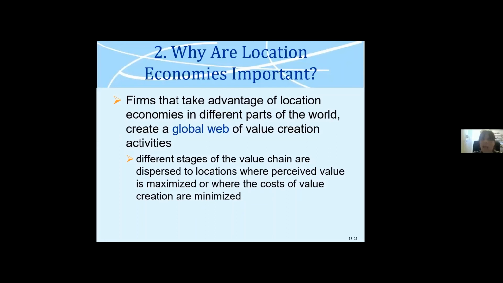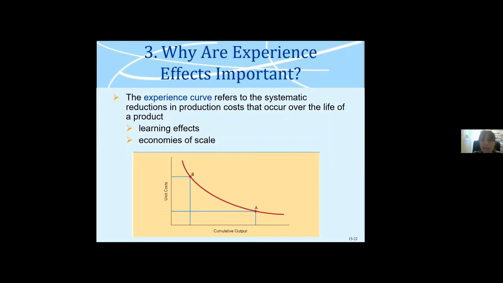Another question to discuss is why experience effects are so important. The experience curve represented by the figure refers to a systematic reduction in production costs that has been observed to occur over the life of the product. There have been many studies that observed that the cost of manufacturing a specific product declines by some quantity each time cumulative output doubles. We can see it in the figure, which illustrates the experience curve relationship between unit production costs and cumulative output.